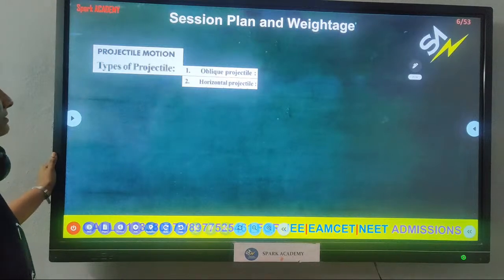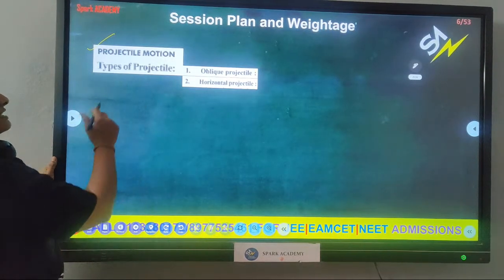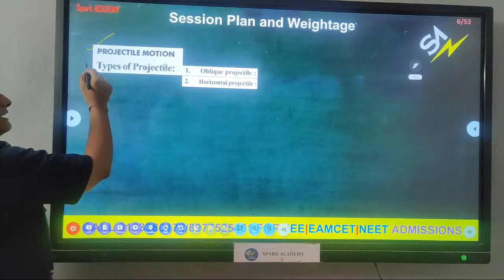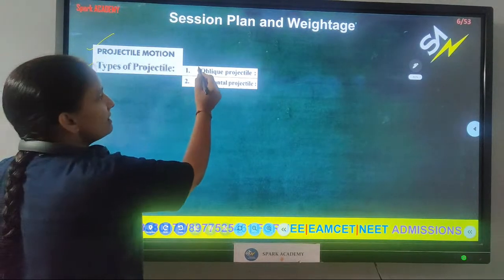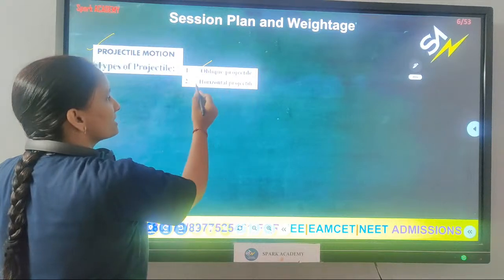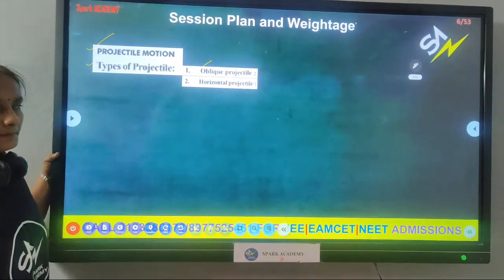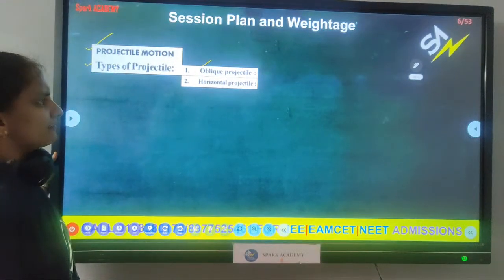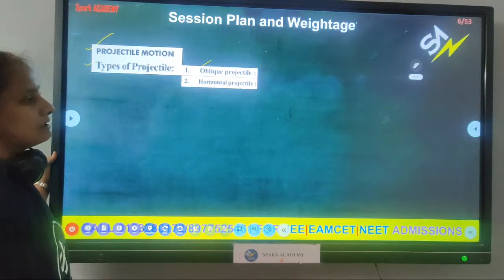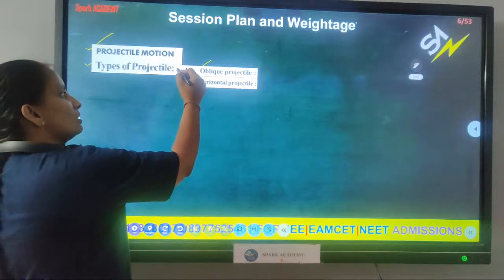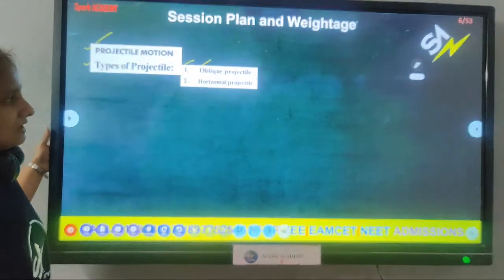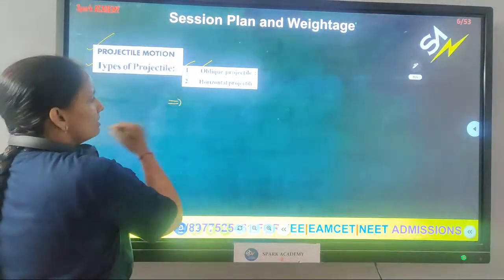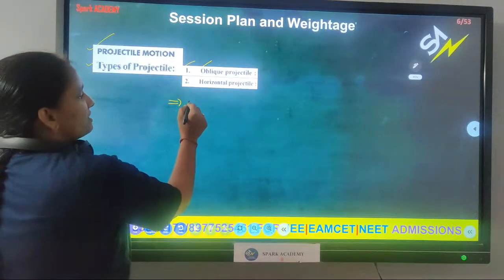Welcome to our session. In our session today, we are going to discuss projectile motion, from the motion in a plane. In the types of projectile, mainly in this session, we are going to discuss oblique projectile and horizontal projectile. And one more thing, we have projectile motion on inclined planes, that we will see in the next session. So today, all the important discussions about oblique projectile and horizontal projectile from the motion in a plane chapter.